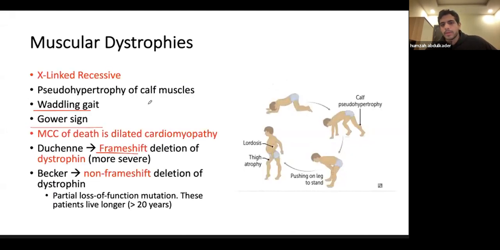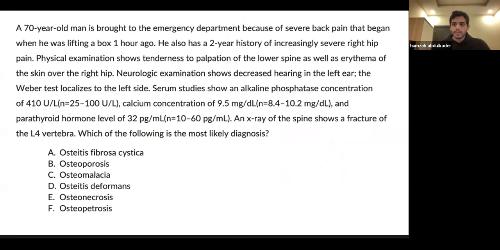I put here an image of Gower sign. You guys all know what that is. Is that clear? Okay, perfect.